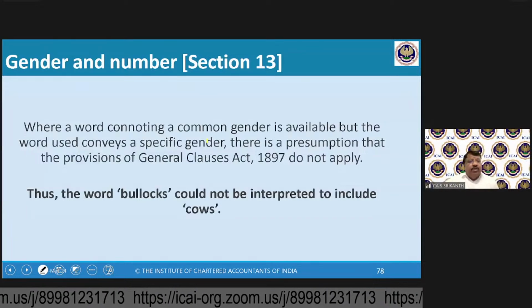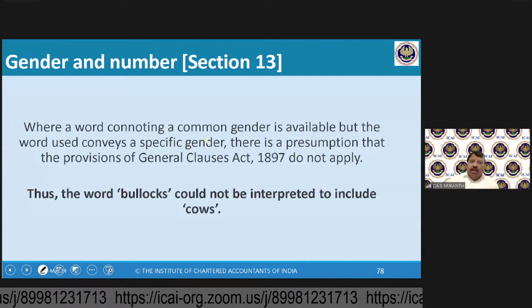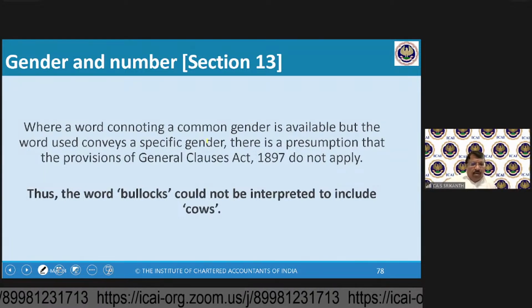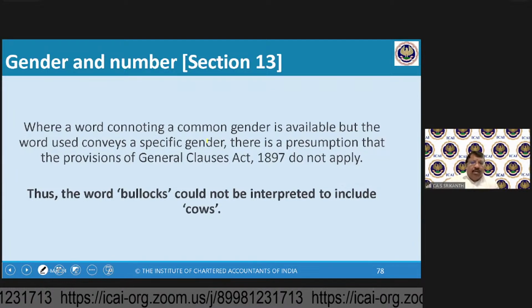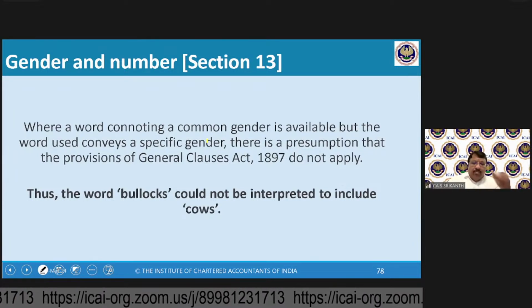They wanted both, they should have used cattle. There is a common word for bullock and cow: cattle. They should have used the word cattle. Instead, they use the word bullock, which means only male cow, male.